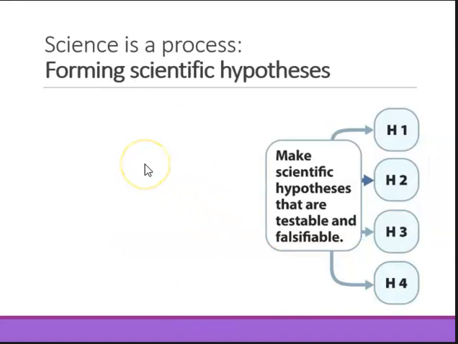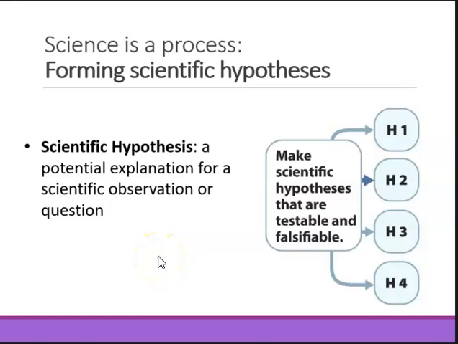Then you form your scientific hypotheses. You want to make scientific hypotheses that are testable as well as falsifiable. So you can form many different numbers of hypotheses. If you are able to test one and it doesn't work out and you don't have data to support that hypothesis, you move on to your next hypothesis.